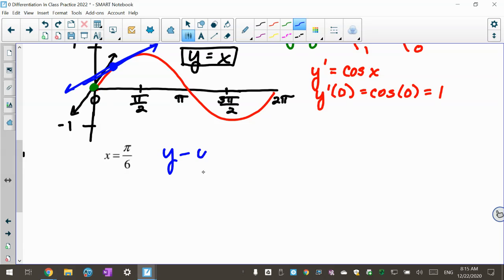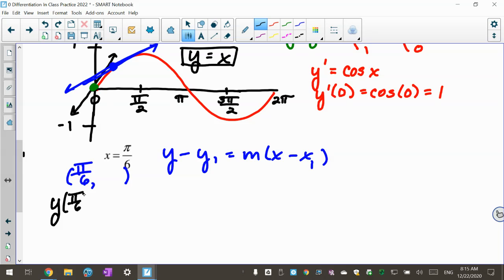So I'm going to do y minus y1 equals m times x minus x1. I have to find the slope and the point. So let's do the point. The point is going to be pi over 6, something. What is the point? Now remember, this is the graph of sine. So I have to do y of pi over 6. I want to know, what is the sine of pi over 6? And I know the sine of pi over 6, or the sine of 30, is a half. So my point is pi over 6, 1/2.